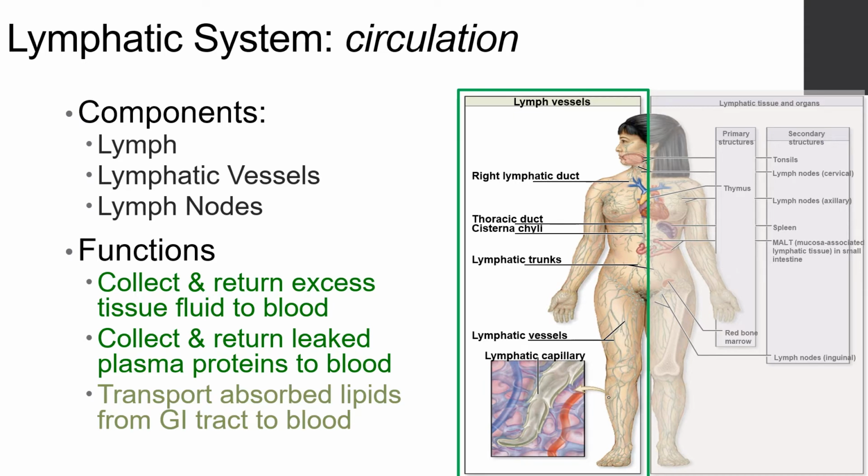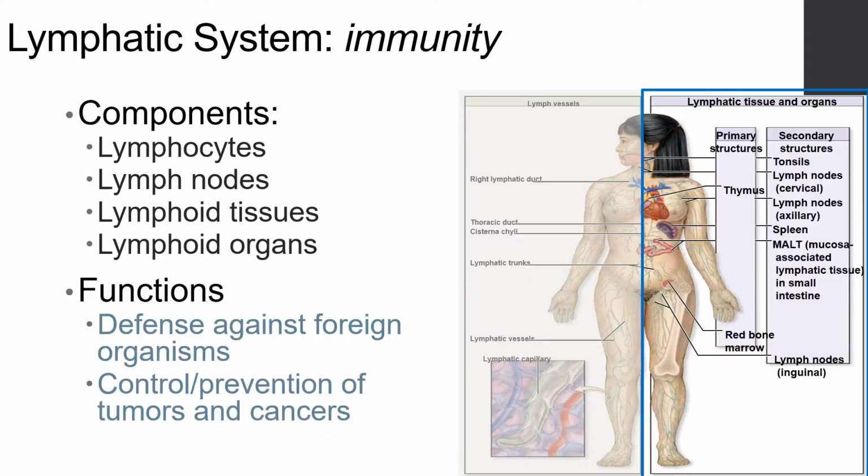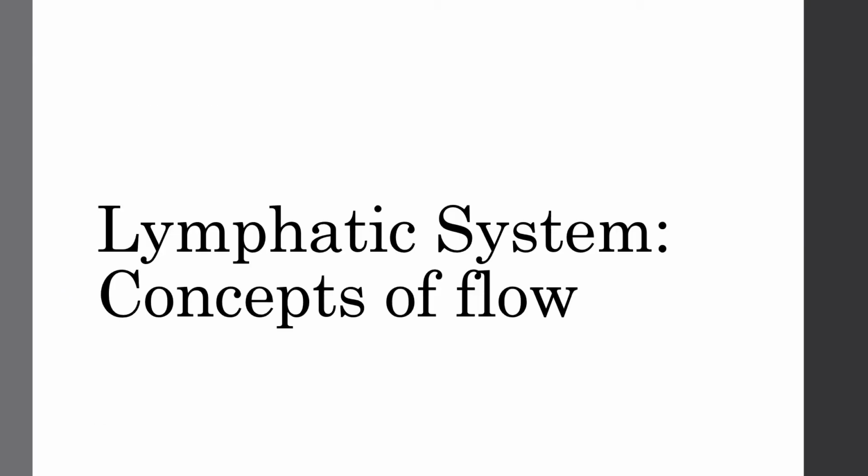The lymphatic system consists of two components. There's a circulatory system, which collects and returns excess tissue fluid to the blood, and also serves a second purpose of transporting absorbed lipids from the GI tract to the blood. The other half of the lymphatic system, which we'll cover in a different presentation, is the lymphatic tissues and organs. This is the part responsible for hosting your immune system and defending your body against foreign organisms and controlling tumors and cancers. We're going to focus on the lymphatic circulation in this presentation.